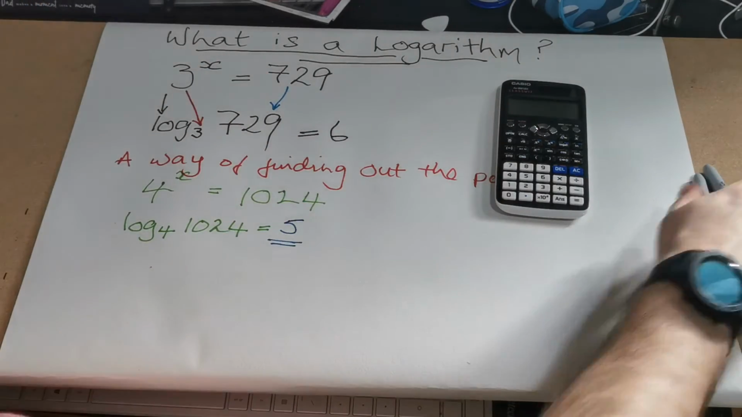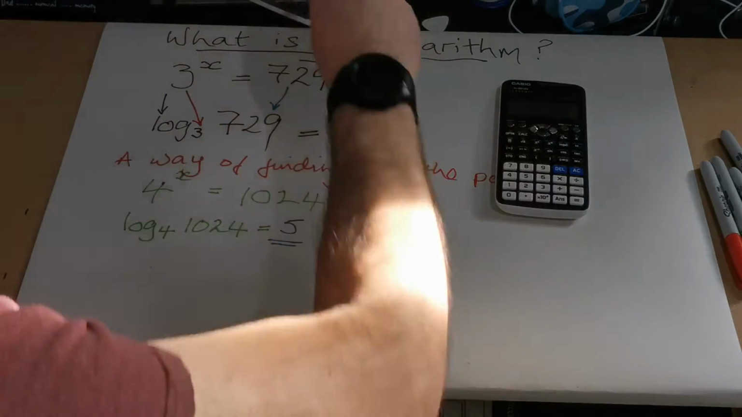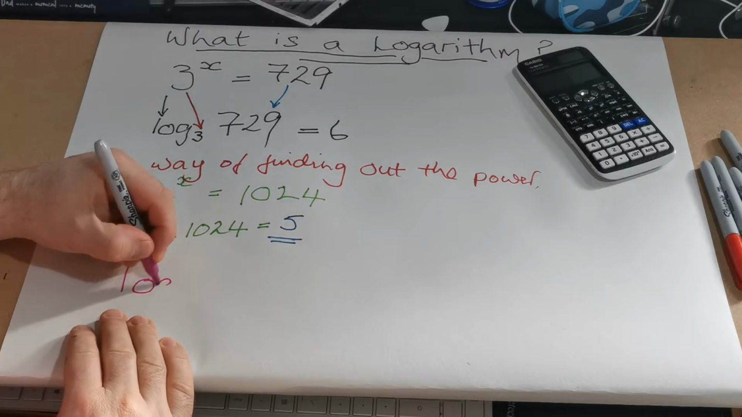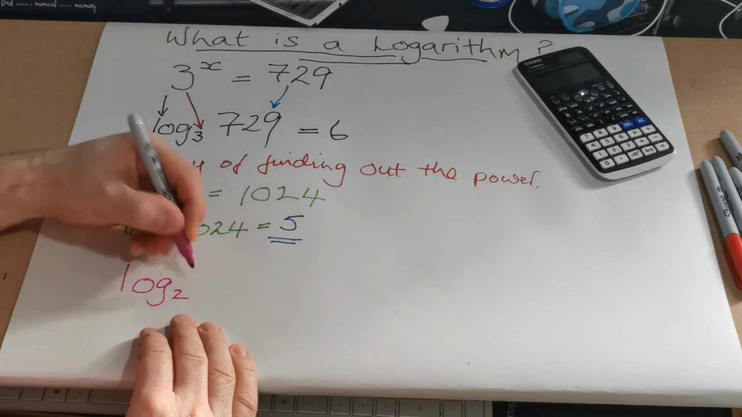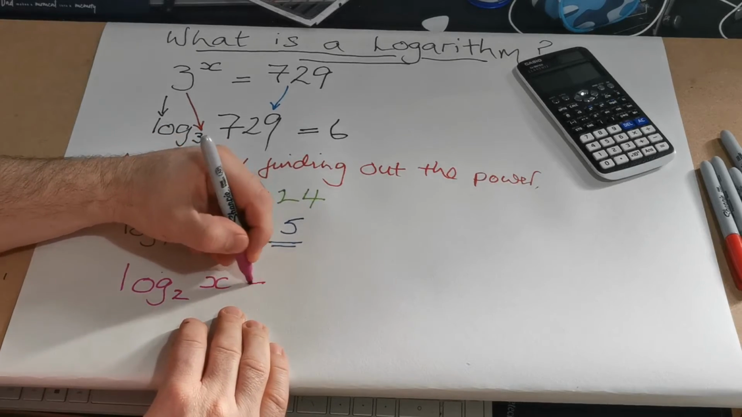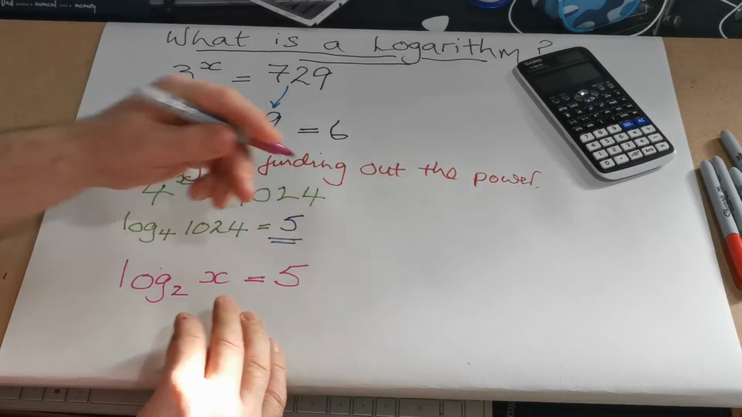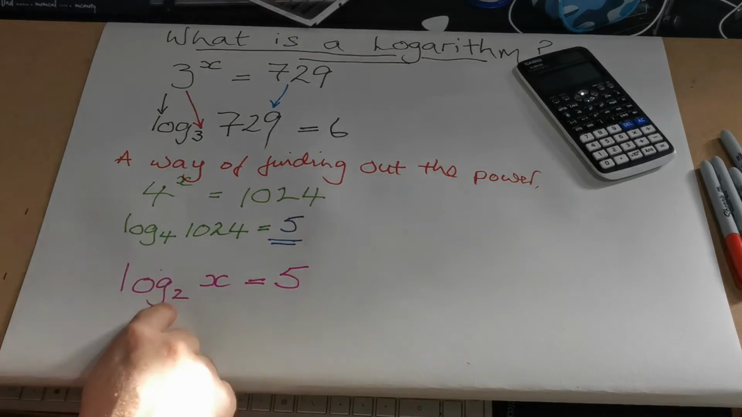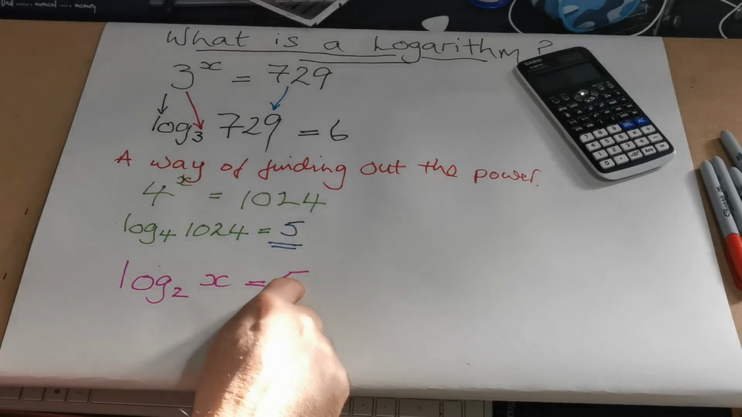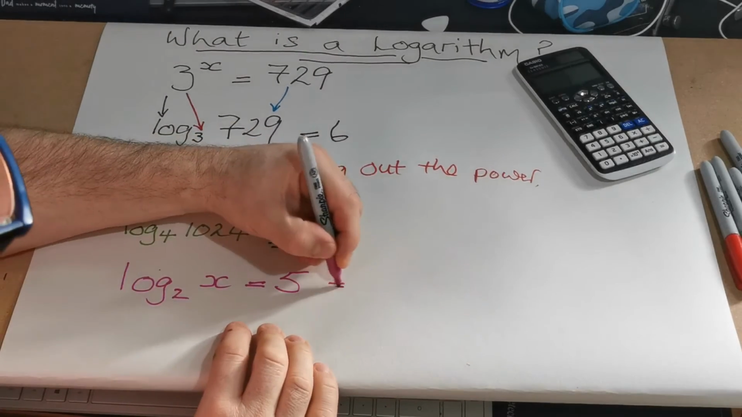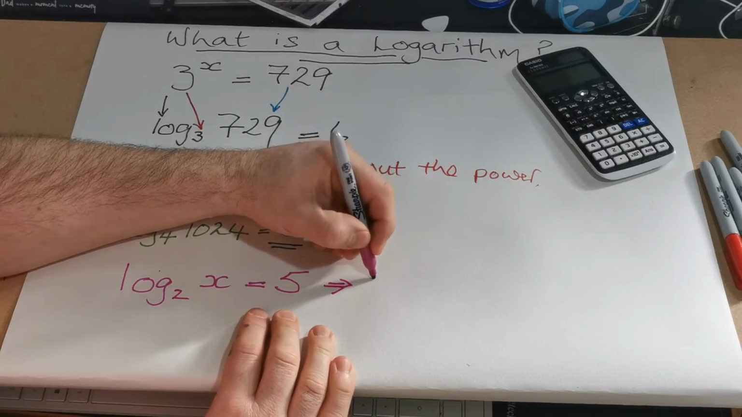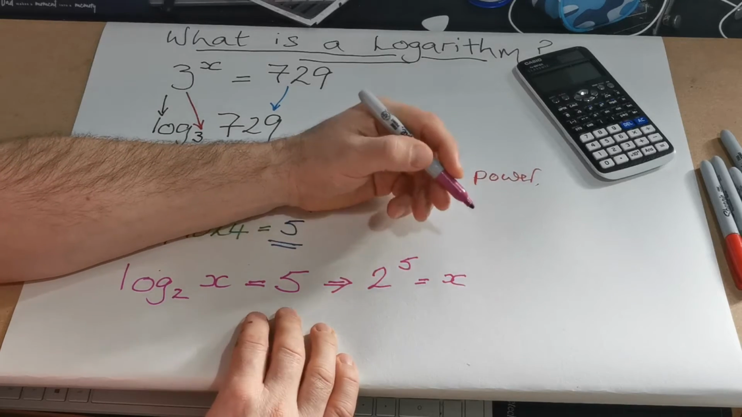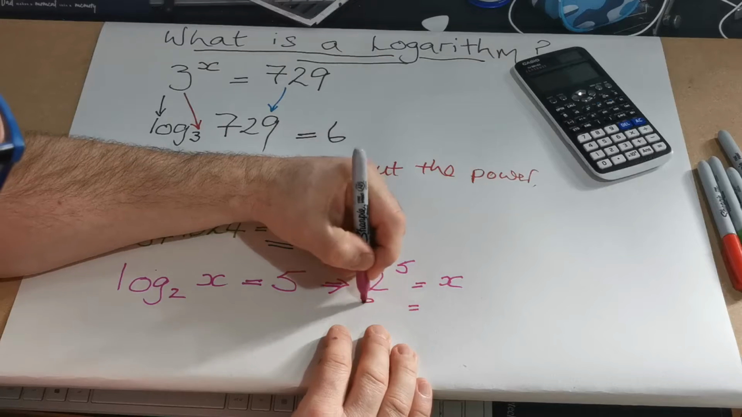Now, a reverse of a question on this may be something like log to the base 2 of something is equal to 5. Now what that question is saying, 2 to the power of 5 equals something. So the way to solve this is to say 2 to the power of 5 is equal to x. So x is equal to 32.